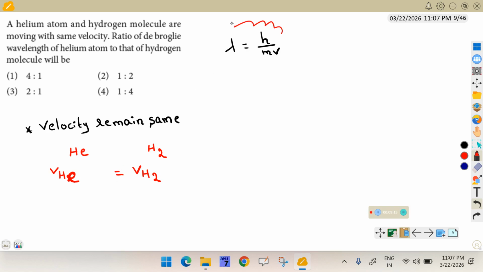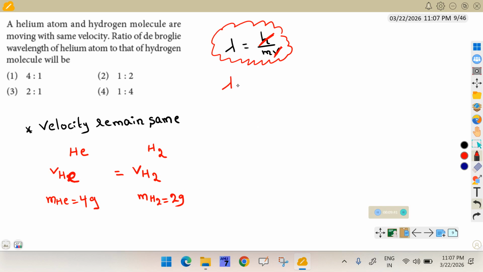De Broglie's wavelength is calculated using the formula lambda equals h by mv. Here the condition is given: velocities are constant, and Planck's constant is also constant. Now, mass of helium is 4 grams and mass of hydrogen is 2 grams.